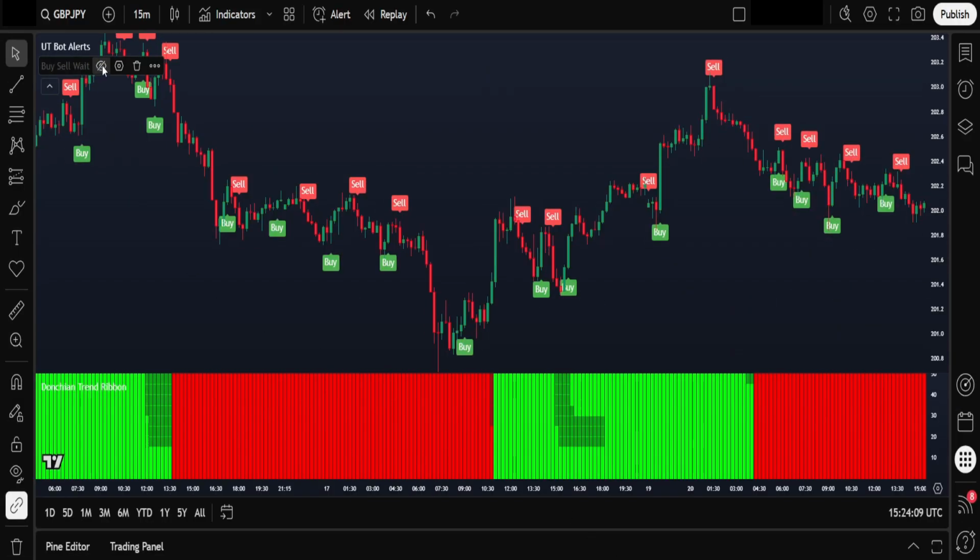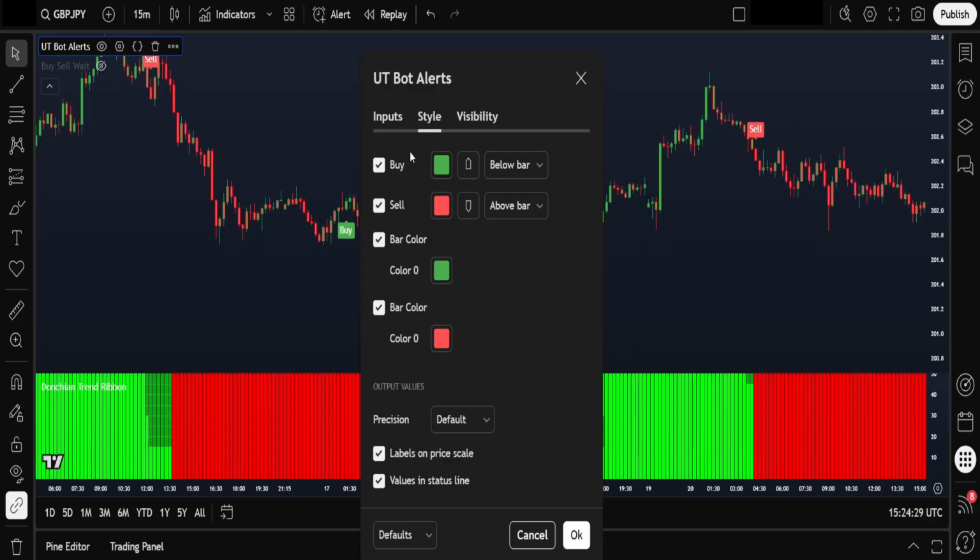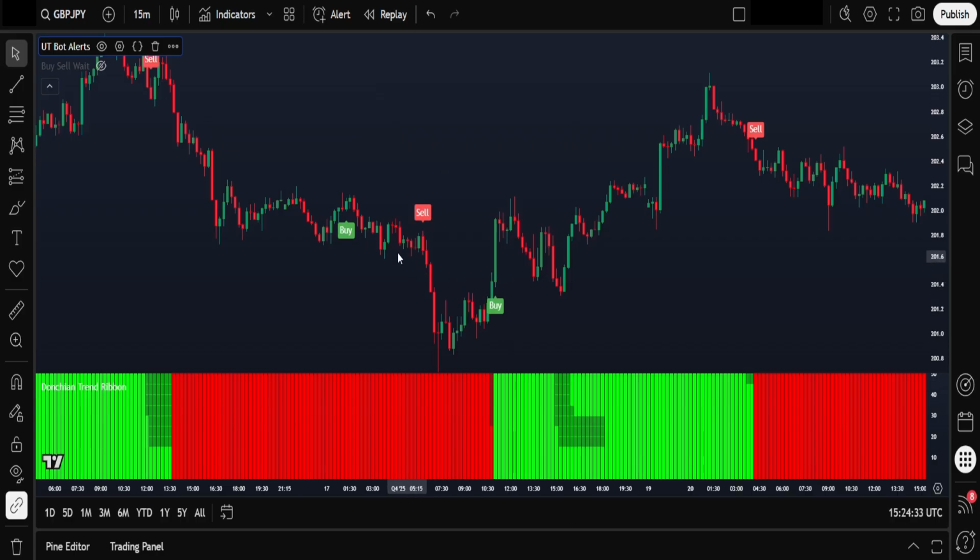Indicators, Settings, UT-Bot, Alerts. Open Settings, Inputs, set Key Value to 3, set ATR value to 5. Go to Style and turn off bar colors so the candles stay readable. Confirm. This is our entry trigger. When UT-Bot prints buy, we can buy. When it prints sell, we can sell, but only when the other filters agree.